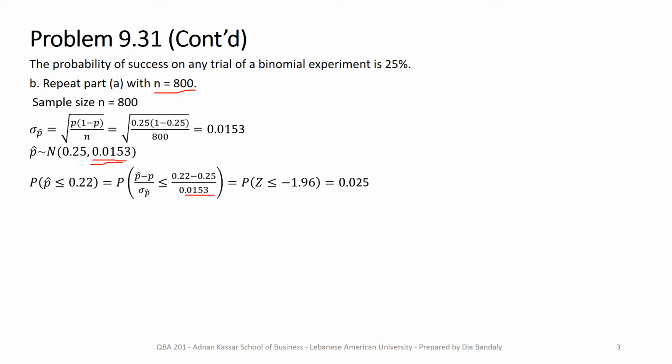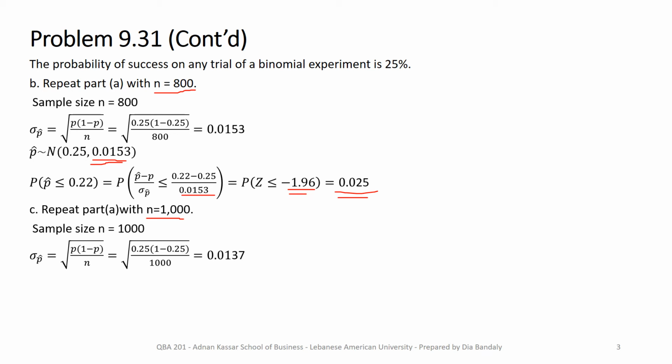Here we go again. I'm underlining what changes, which of course will change the value of z here. And we get 0.025 from the table. In part C, they are asking to check for a sample size of 1000. Again, for that sample size, we get sigma p hat to be 0.0137, because this changed, nothing changed in the numerator, and which will change our value, of course. And the probability will be, first let me show you that. This will be now our new distribution.